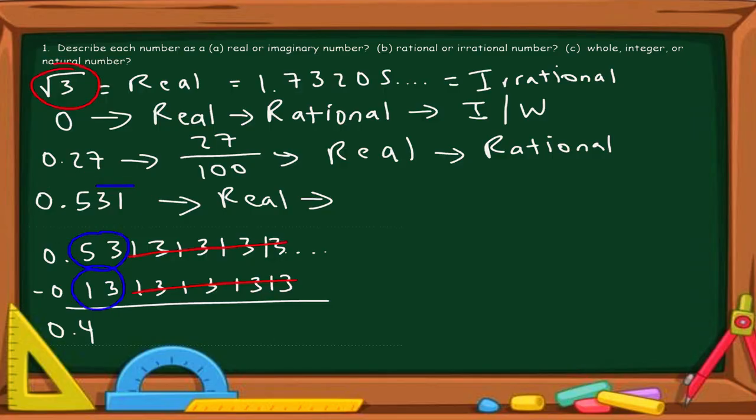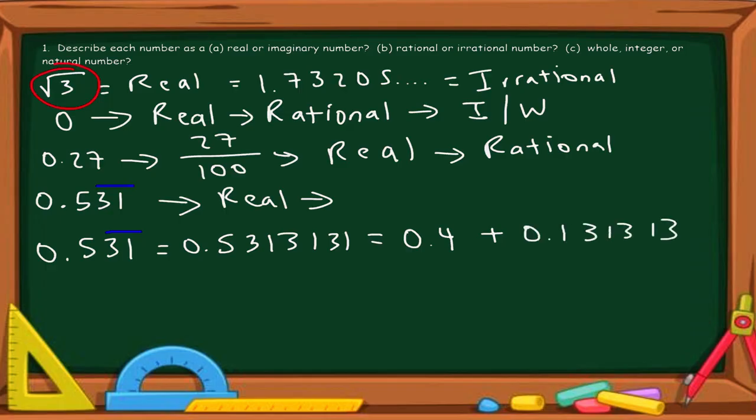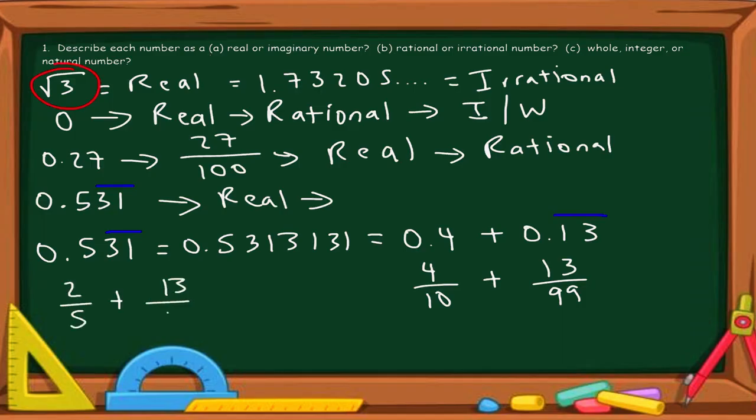So what does that mean? 0.531 repeating, which is this number, can be rewritten as 0.4 plus 0.131313, and so forth, or 0.13 repeating. When you add these two numbers, you get this number. Now, 0.4, we can write that as a fraction. That's 4 over 10. 0.13 repeating, we can write that as a fraction. That's 13 over 99. Now, 4 over 10, we can write that as 2 over 5. So to combine this into a single fraction, we need to get common denominators.